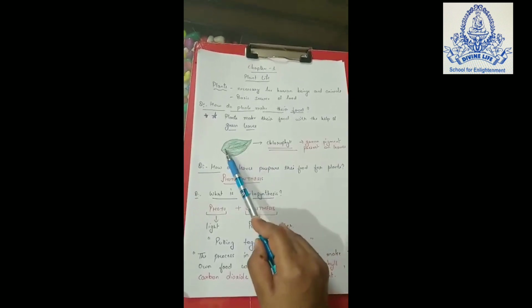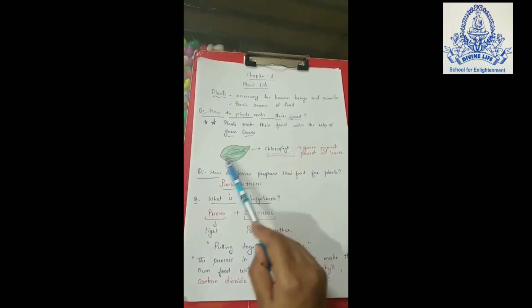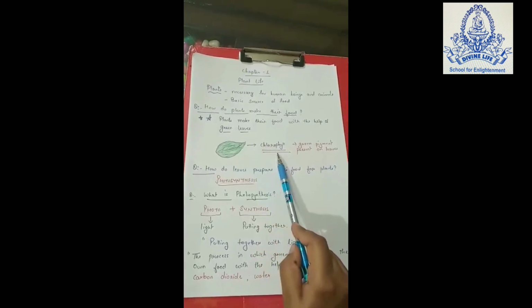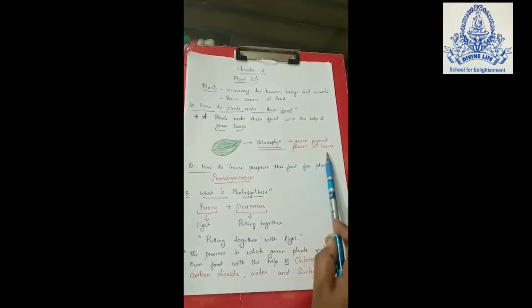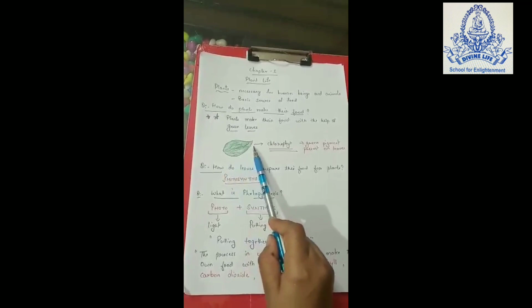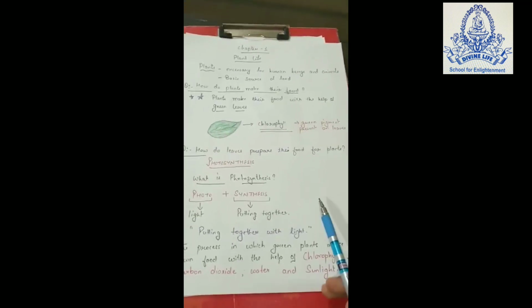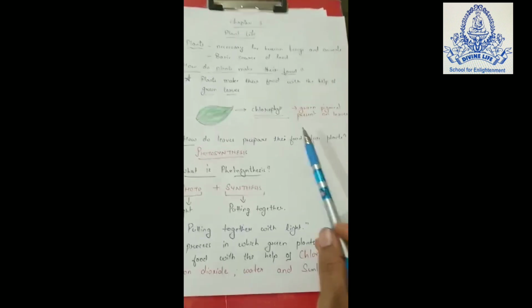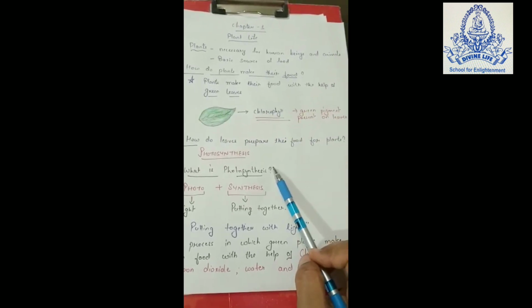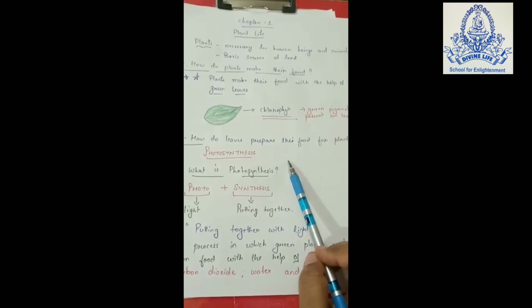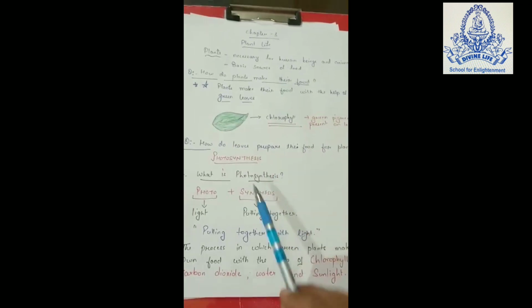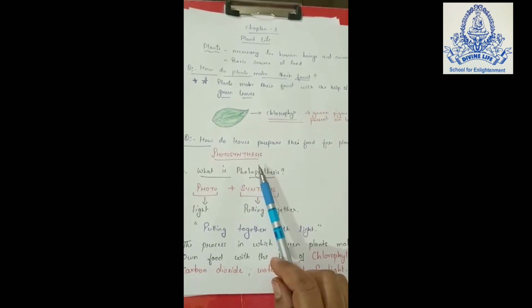We all know that leaves look green in color. It is because of the chlorophyll, that is the green pigment present on the leaves. It is present on the surface of the leaf. Now plants make their food with the help of green leaves. How do leaves help the plants to prepare the food? Leaves help the plant to prepare the food with the help of a process known as photosynthesis.